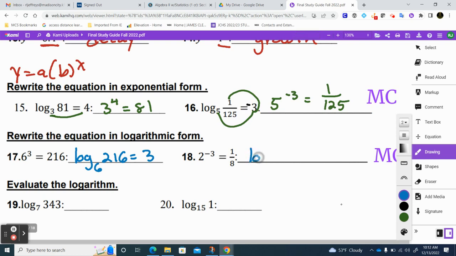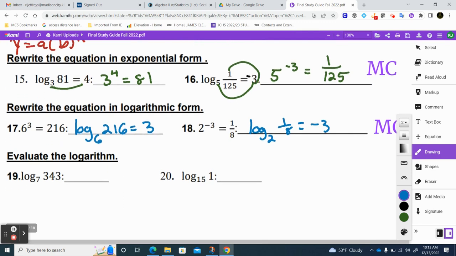Okay, this is log base 2 of 1 over 8 equals negative 3. Those two are multiple choice. So you may want to write down, yes.